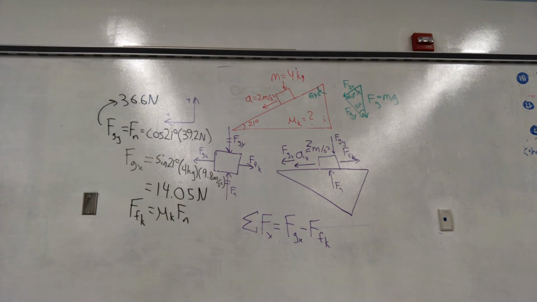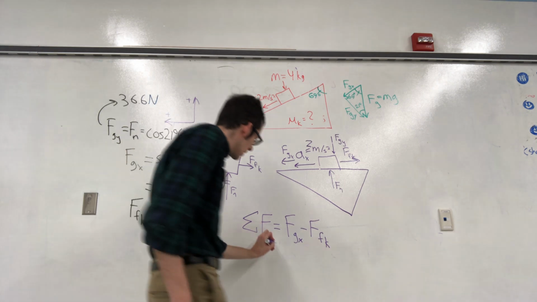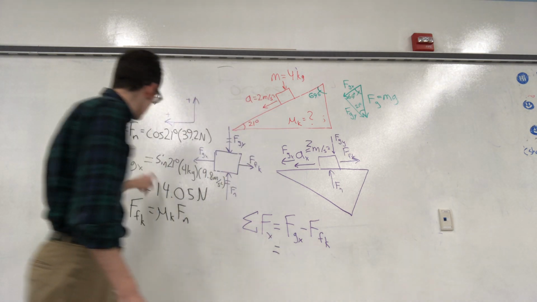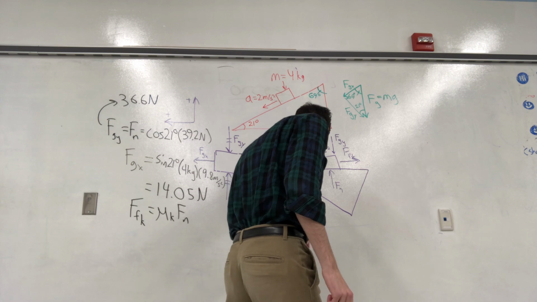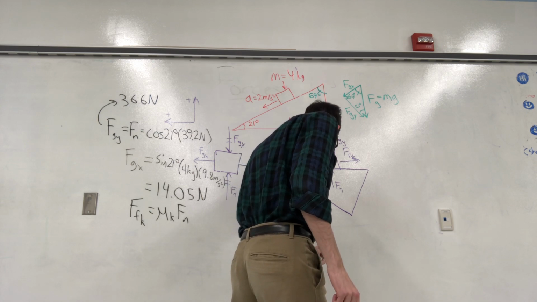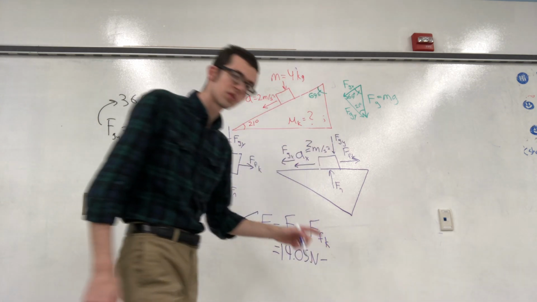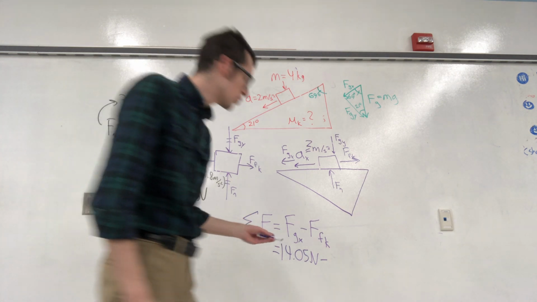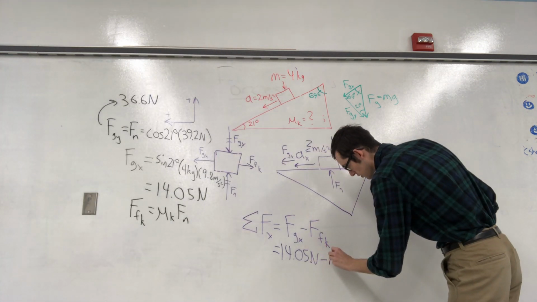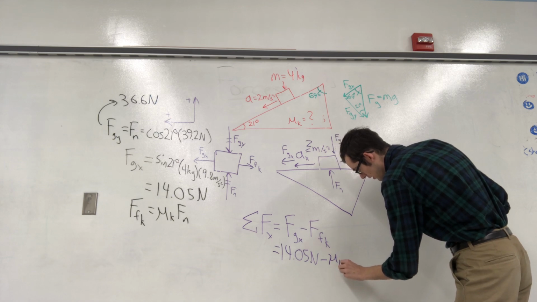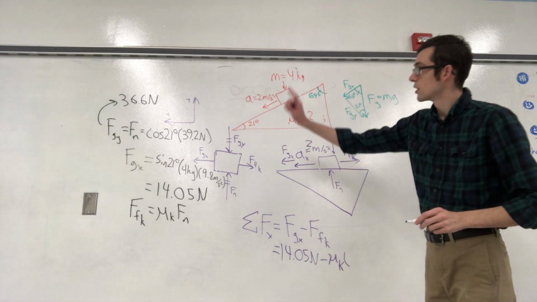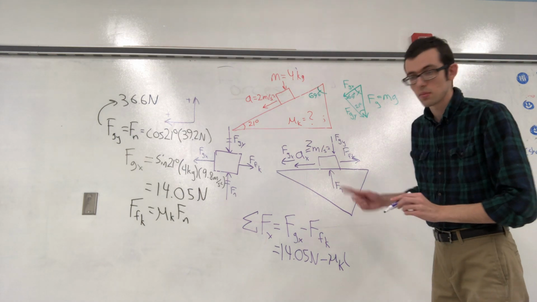Now in purple, I can rewrite here, this is equal to FGX, which I know is 14.05, minus the force of kinetic friction, which is just mu k, times the normal force. And I know my normal force is equal to 36.6 newtons, the same as FGY.